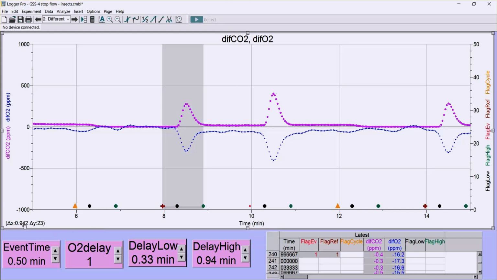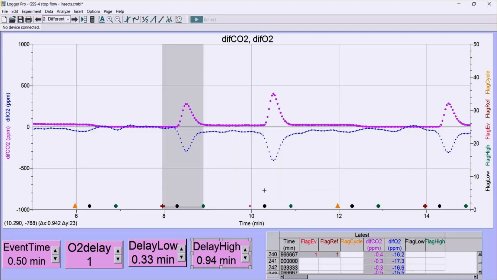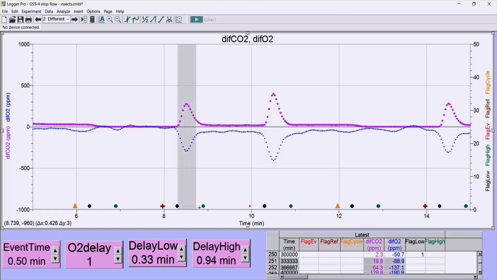Again, you look at your software here for delta x, it's 0.942. So that's what you would enter under delay high, 0.942. I've already entered that number. So you click OK. The green symbol represents the end of that peak for integration. So the software now knows that the data between these two points is what needs to be integrated to calculate VO2 and VCO2.